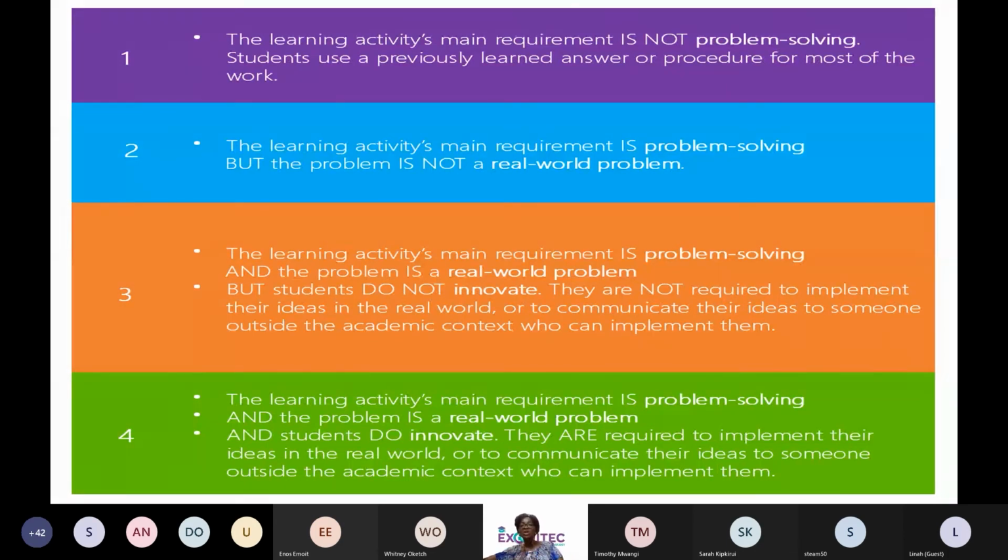So it doesn't just stop at problem solving with real world problems and then end in the classroom, but it goes beyond the classroom, which is level 3, into 4, where this solution is communicated and implemented outside the academic context. So if that is done, then you have brought your problem solving all the way to level 4.